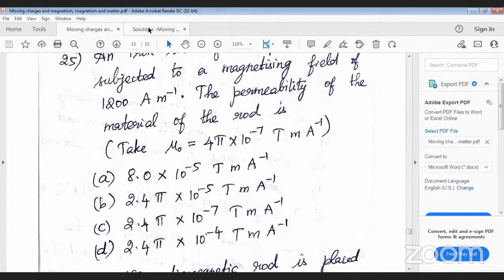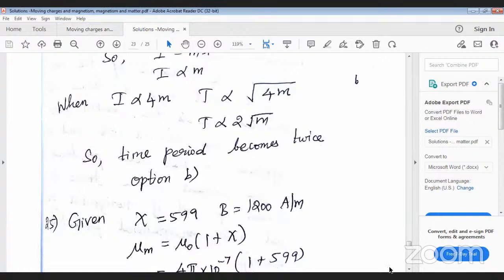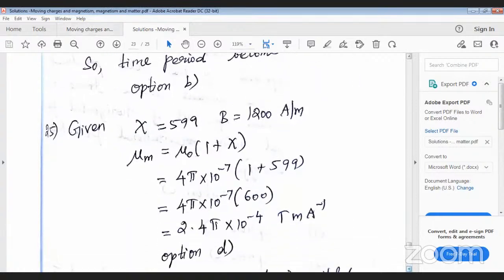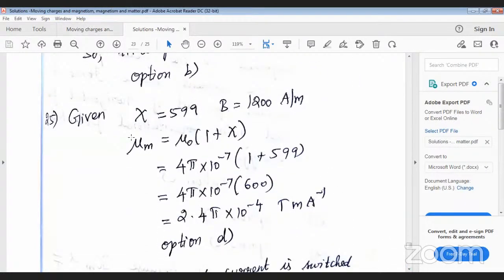In these kinds of problems, you need to know the formula connecting the different parameters given in the question. So let us see. This is the formula: mu m, which is nothing but the permeability, equal to mu 0 into 1 plus chi. So chi is nothing but the susceptibility. Chi has been given in the question as 599, and B is 1200.